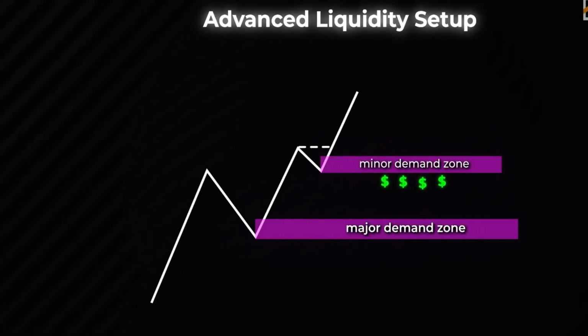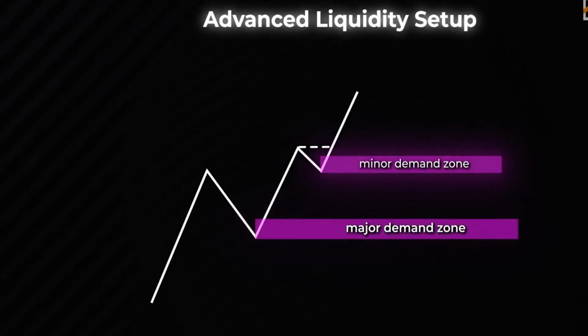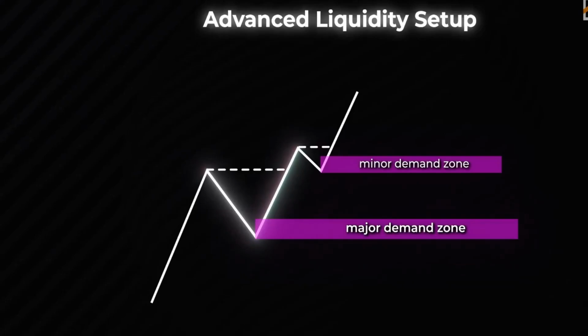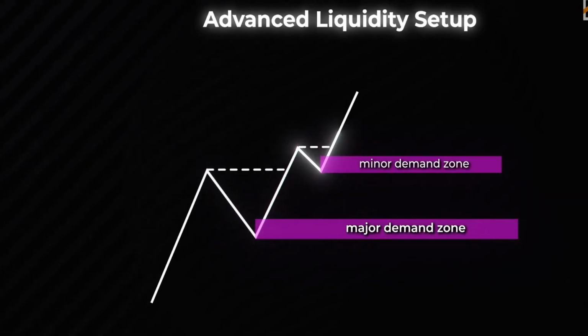So, how do we know whether a supply or demand zone is considered major or minor? Simple. We look at the break of structure that formed after. If the break came from a large, obvious price swing, it's a major zone. If it came from a small, short-term move, it's a minor zone.